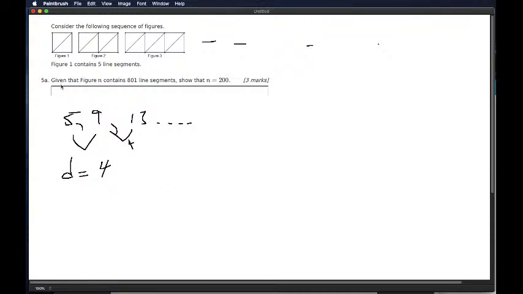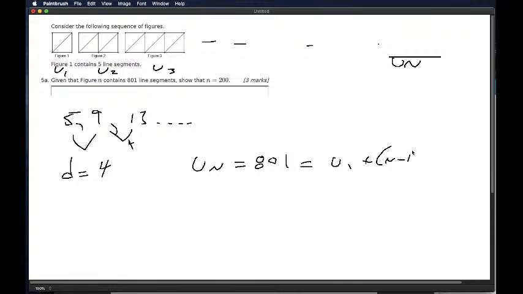It says figure n contains 801 line segments. So way down here is n. So this is like U1, U2, U3, and this down here is Un. So we know that Un is equal to 801. And we also know that Un is equal to U1 plus (n minus 1) times d. So now we look at this and ask ourselves, do we have everything else to solve for n? So we're solving for n. That means we should find d and U1 so that we can isolate for n. And luckily we do have U1. It is 5.